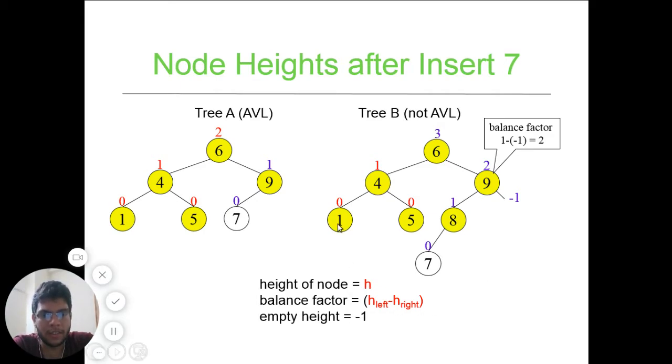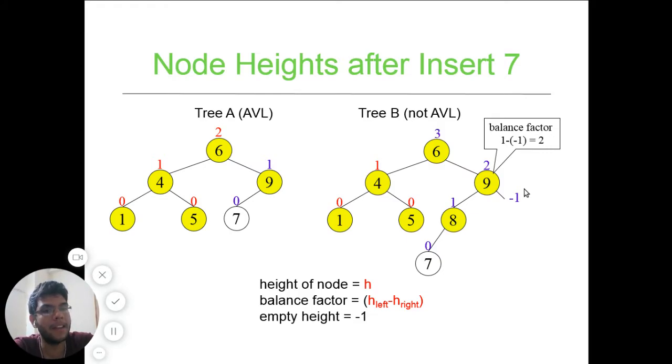What are the new leaves? Leaves are 1, 5, 7. Each of them has height 0. Height of node 8 is 1. Height of node 9 is 2. So if we study the balance factor at node 9, the height of the left subtree is 1. Height of the right subtree is minus 1 because there is nothing. So empty height is minus 1 as we have mentioned below. So a balance factor of 2 is a clear violation of the AVL tree property.